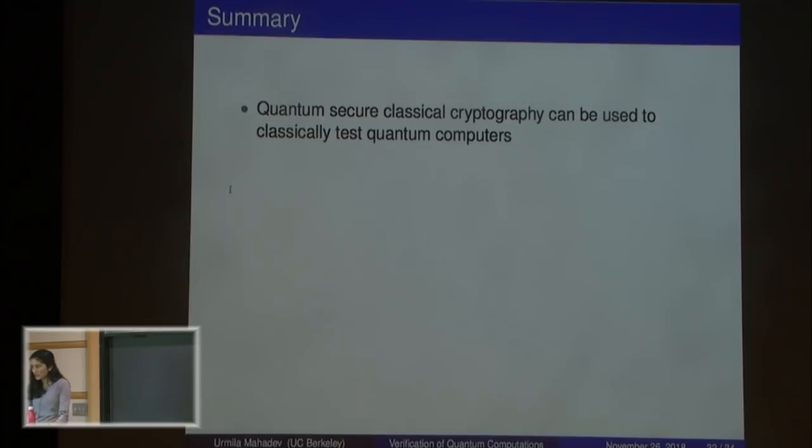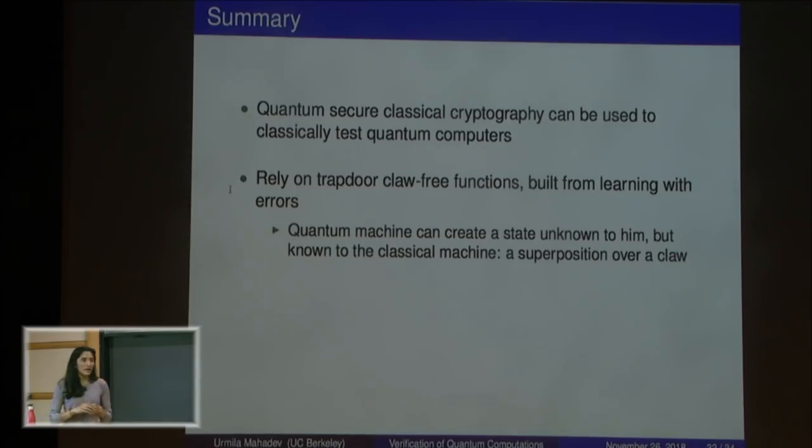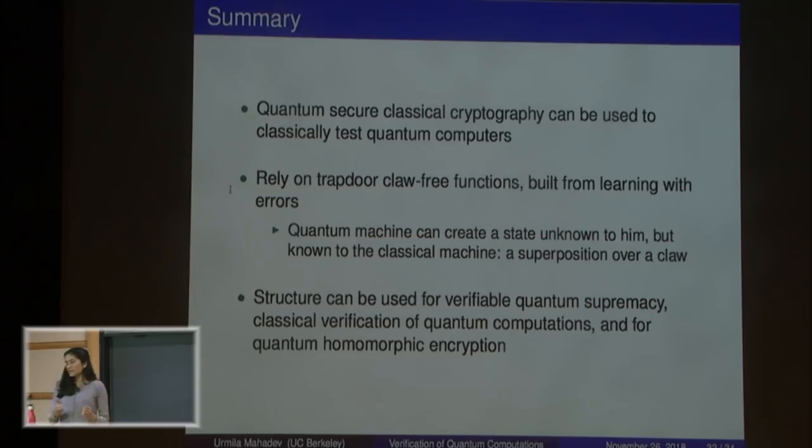Okay, so what I showed was that quantum secure classical cryptography can be used to test quantum computers. And more specifically, the cryptographic primitive I relied on were trapdoor claw-free functions, which I said could be built from learning with errors. And the reason that these were so useful is because the quantum machine could use these functions to create this secret state which is unknown to him. And this state is the superposition over a claw. And the fact that the quantum computer did not know the state could be used to verify general quantum computations. And so I said that the structure could be used for verifiable quantum supremacy, classical verification of quantum computations and for quantum homomorphic encryption, although I didn't talk about the last result.